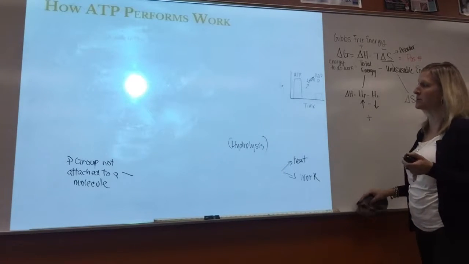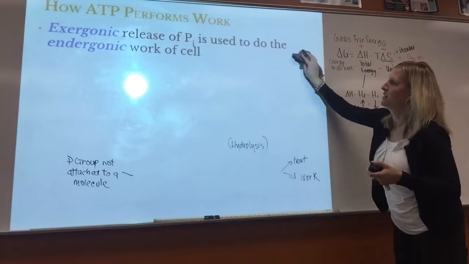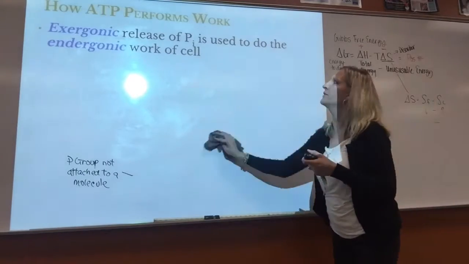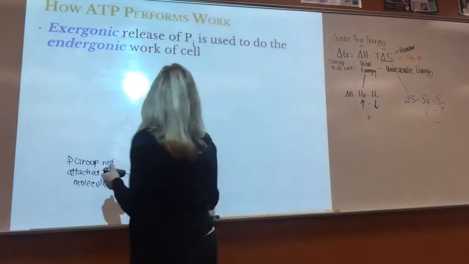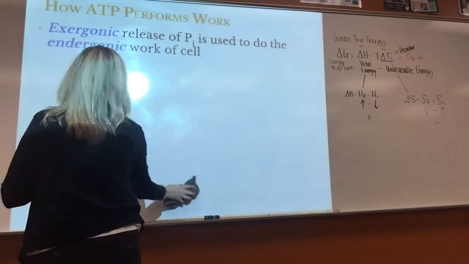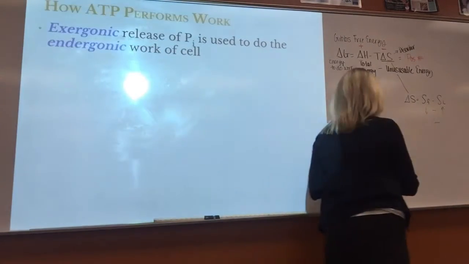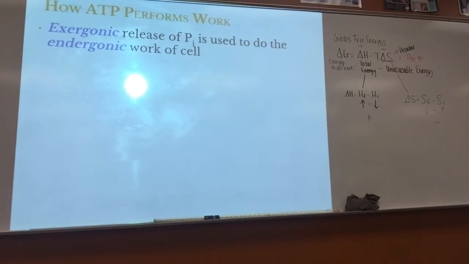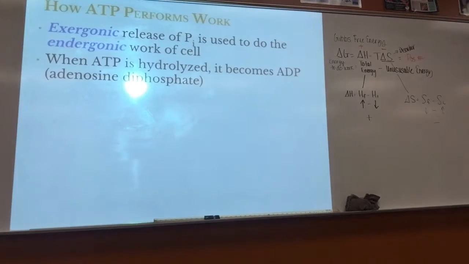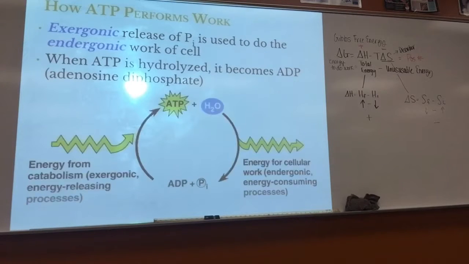So how does ATP perform work? The exergonic release of the inorganic phosphate is used to do the endergonic work of the cell, stuff that needs energy. When ATP is hydrolyzed, remember that's when hydrolysis has happened, so it's been broken down, it becomes ADP, adenosine diphosphate. And so then the phosphate is not attached to it.